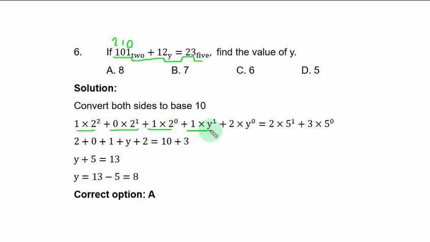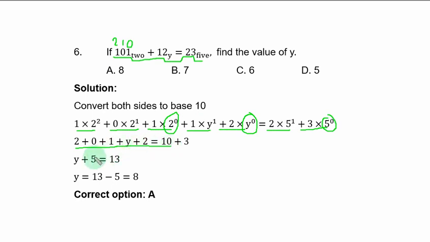1 times y power 1 plus 2 times y power 0 plus 2 times 5 power 1 plus 3 times 5 power 0. Here is 1. 5 power 0 is 1. Here is also 1. Y power 0 is 1. And here is also 1. So you have 2 plus 0 plus 1 plus y plus 2 equal to 10 plus 3.